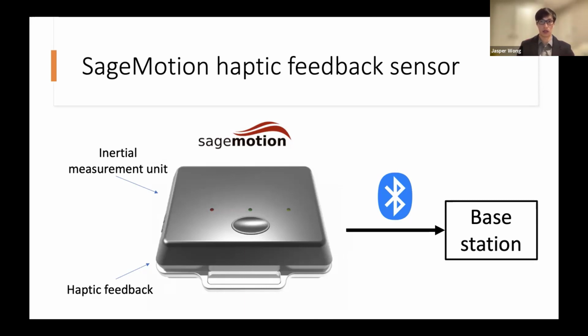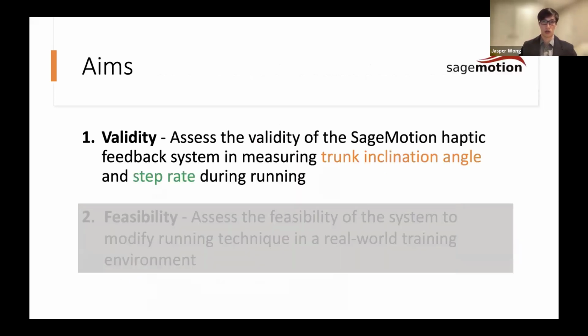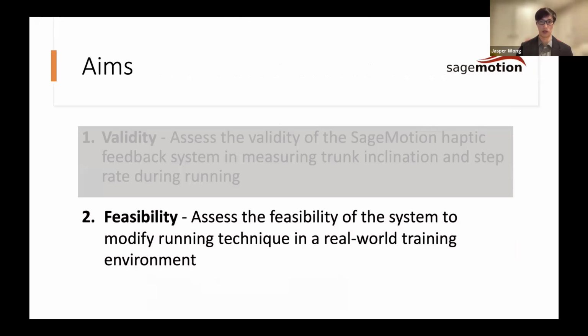At the time, the system was only able to measure step rate and trunk inclination angle. They had looked at some validity with walking and jumping activities, but so far they hadn't looked at any validity for running activities. Therefore, our aims for the study were to firstly assess the validity of the system in measuring step rate and trunk inclination angle during running, and secondly, to assess its feasibility in modifying running technique in an outdoor environment.